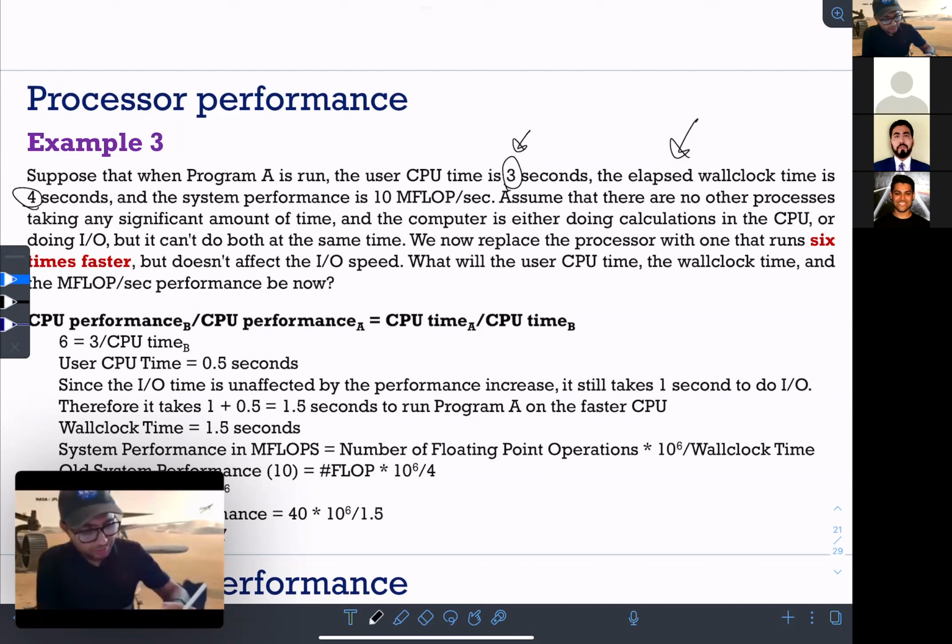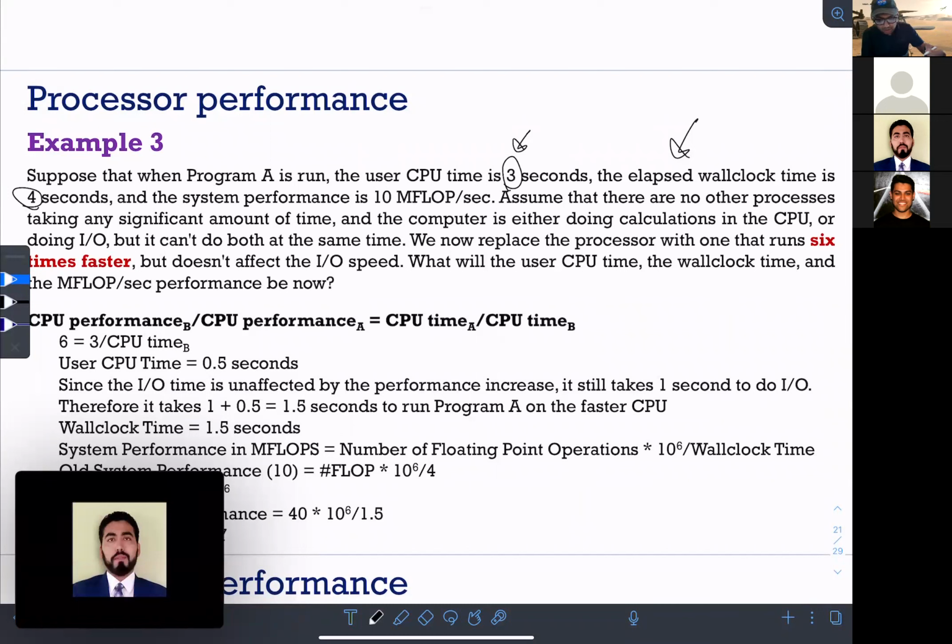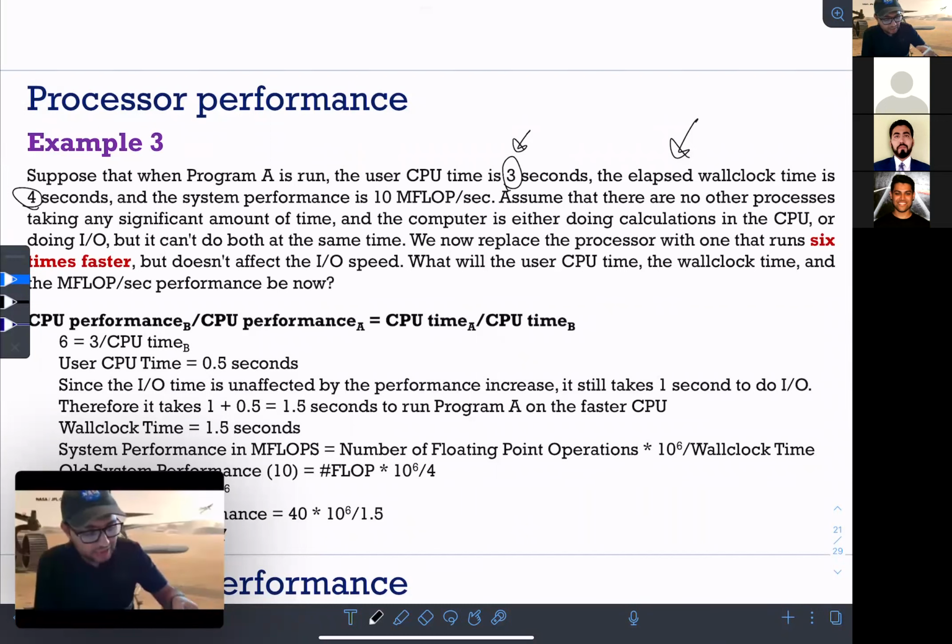Look at this. The system performance is 10 M-flops per second. We know what M-flops means, right? Millions of floating point instructions per second. We have MIPS and M-flops. Assume that there are no other processes taking any significant amount of time, and the computer is either doing calculation in the CPU or doing IO, but cannot do both at the same time. By the way, this part made it easy. So learn to read between the lines.